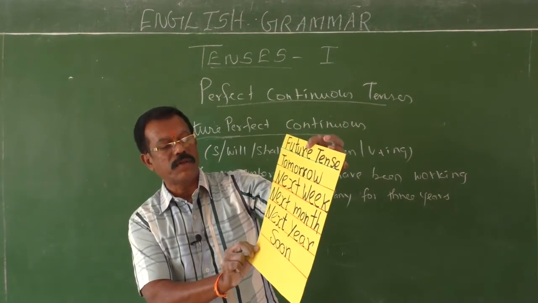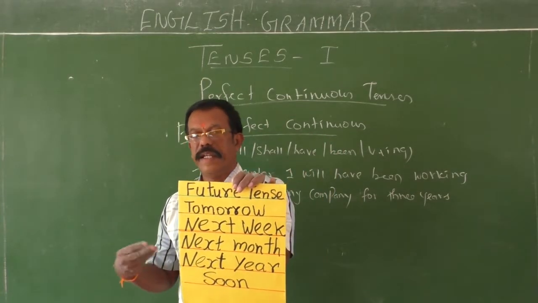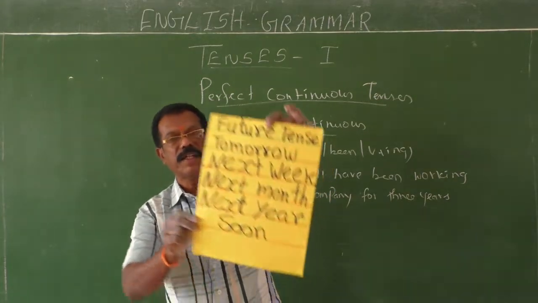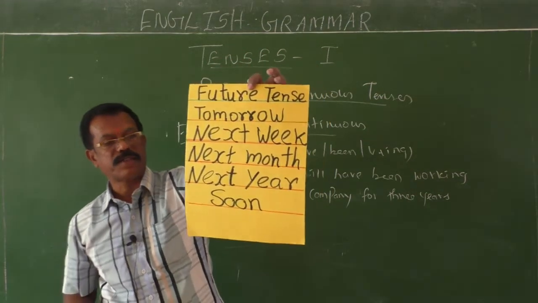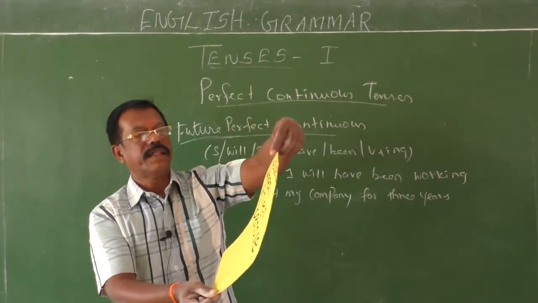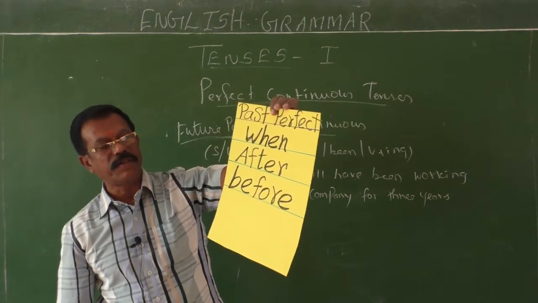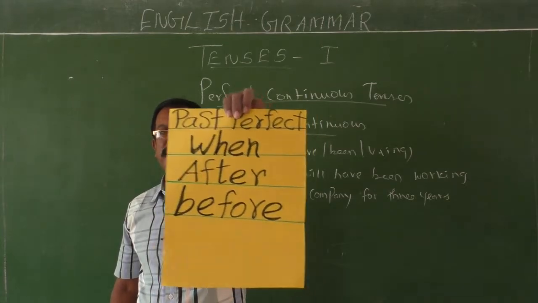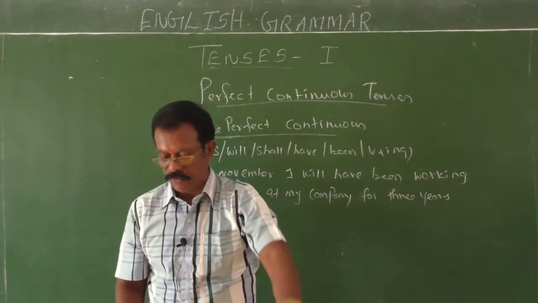Future tense: tomorrow, next week, next month, next year, soon, day after tomorrow. All these keywords are associated with the future tense. Okay, children? See, so tomorrow, next month, next week, and then next year, soon. Then past perfect. See here, past perfect, the keywords when, after and before. Past perfect tense is always used with the past tense. See the keywords when, after and before.